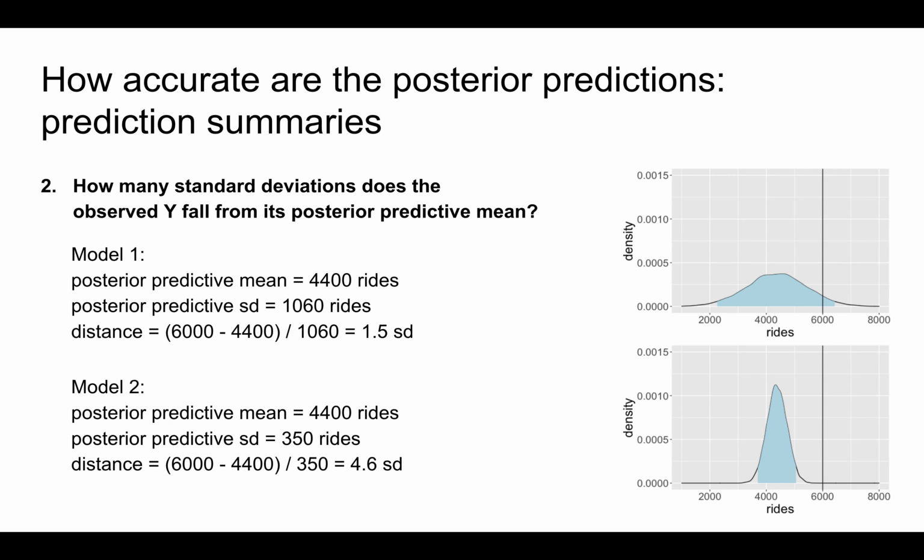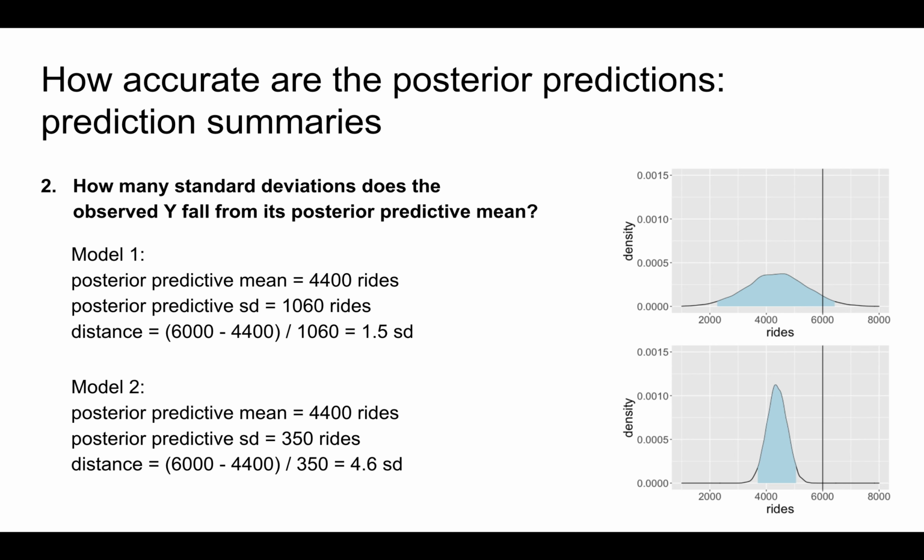In contrast, the posterior predictive model for Model 2 also has a mean of 4,400 rides, but a much smaller standard deviation of 350 rides. Thus, in this case, the observed 6,000 rides falls a whopping 4.6 standard deviations above the mean. In the context of a symmetric posterior predictive model like we have here, 4.6 standard deviations from the mean lands you far into the tails of the model.